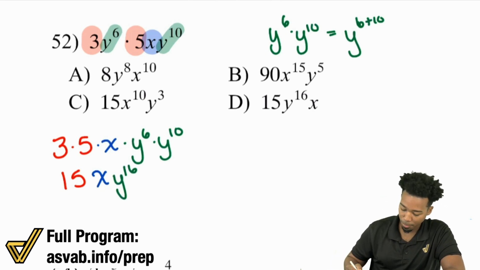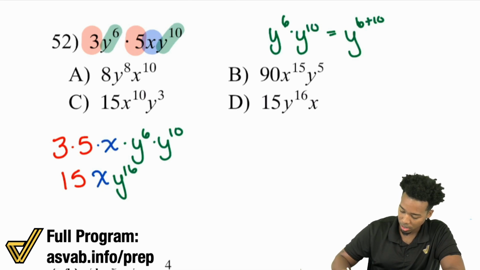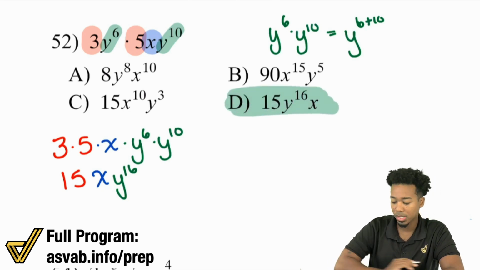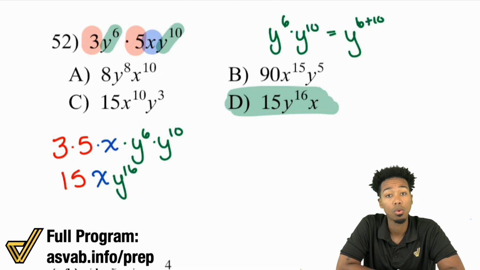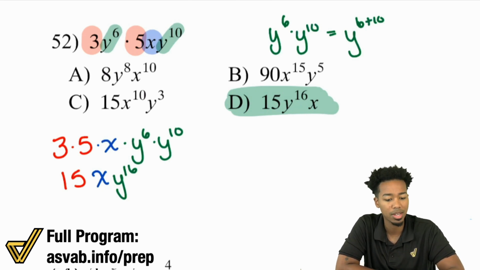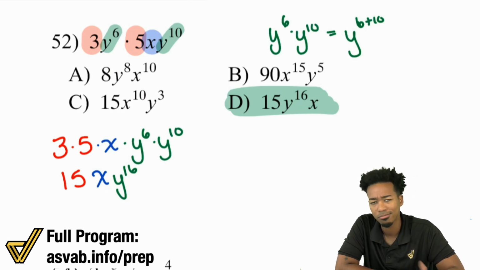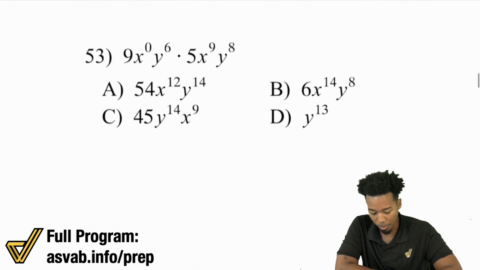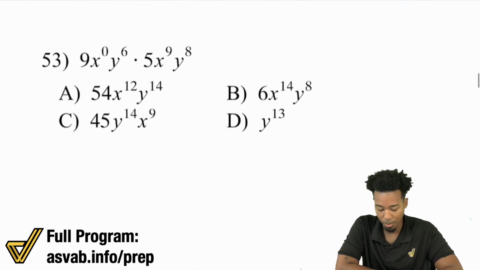And there we have it, my math party people. The correct answer here is listed as D, although I would say that we would want to see this in alphabetical order whenever we can. So you can have 15y to the power of 16 times x, or 15 times x times y to the power of 16. It'll be the same thing each and every time. So let's go and get through a couple more here, my party people.